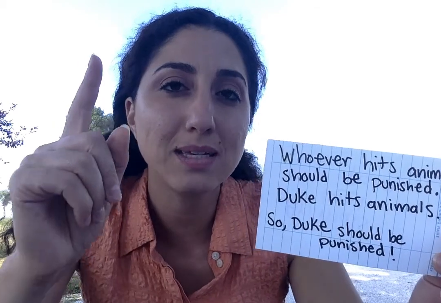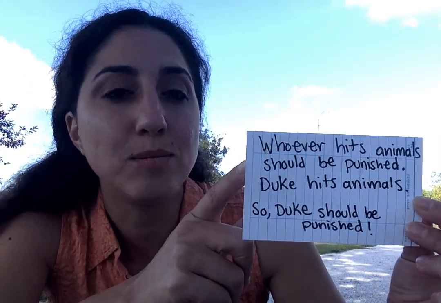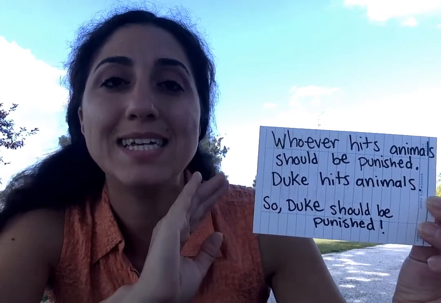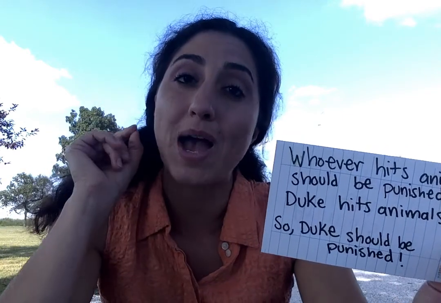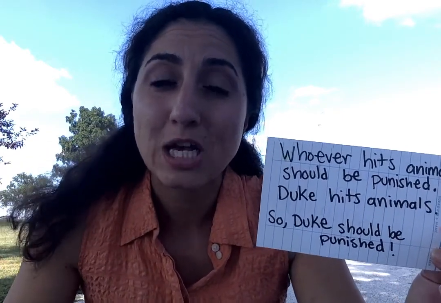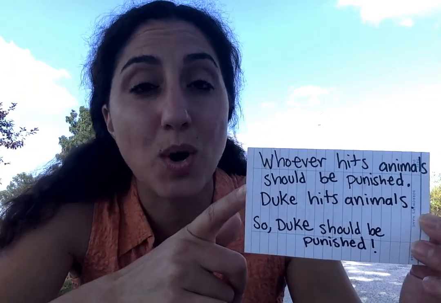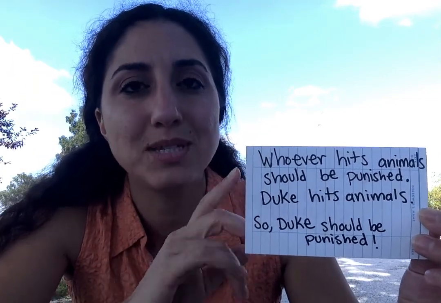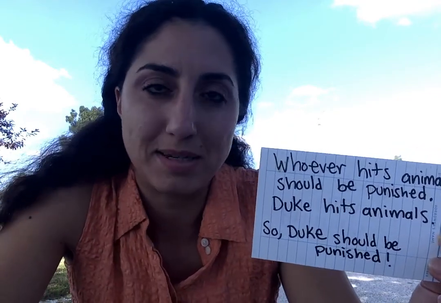But one thing is most certainly clear if this premise is true. Whoever hits animals should be punished. It is enough to be punished that you hit animals. If you do every other thing correctly, you will still be punished so long as you hit animals. Why? Because hitting animals is enough to qualify you as needing punishment.